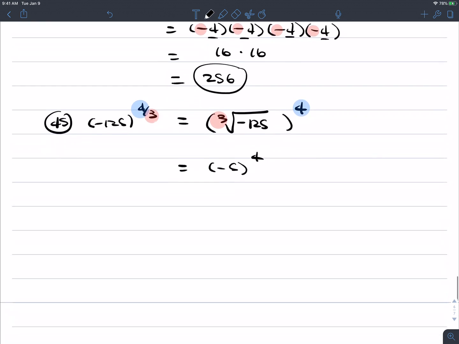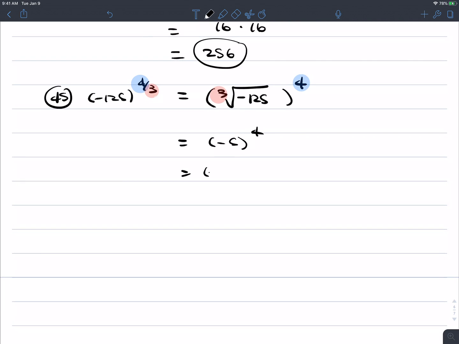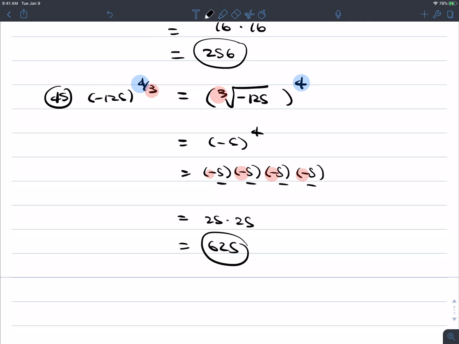So I have negative 5 now to the 4th power, which will give you negative 5 times negative 5, right? And it's in the same situation where we have negative, negative, negative, negative. Your answer is going to be positive. So we just got to multiply our 5s together. So we get 25 times 25. We've seen that to be 625. So this is how you answer some of these questions.